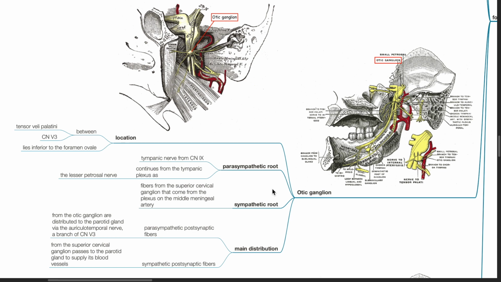Main distribution of the otic ganglion. Parasympathetic postsynaptic fibers from the otic ganglion are distributed to the parotid gland via the auriculotemporal nerve, a branch of cranial nerve V3. Sympathetic postsynaptic fibers from the superior cervical ganglion pass to the parotid gland to supply its blood vessels.